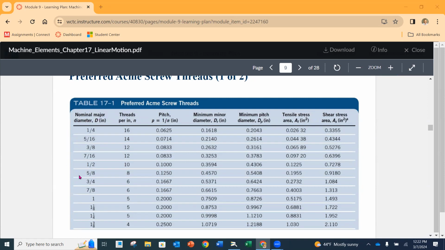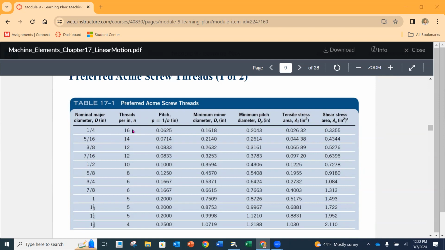You'll notice that this is a chart for the preferred Acme screw threads. On the left-hand side is the nominal major diameter. Major diameter is always the largest diameter, to the outer portion of that tooth. Then it tells us how many threads per inch there are, lowercase n. If I measure an inch and count the threads, for the first one here that's 16 threads. So that's a 1/4 inch diameter. It's pretty darn small, so it's a pretty fine thread.